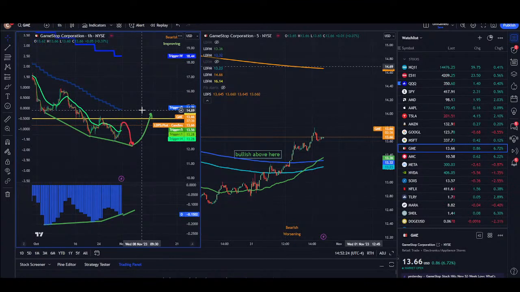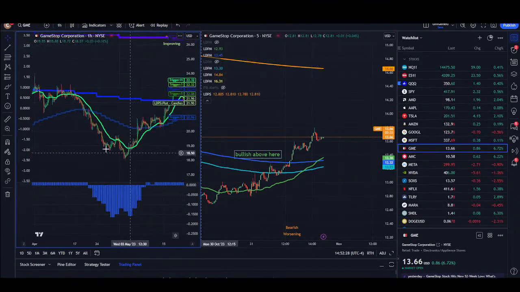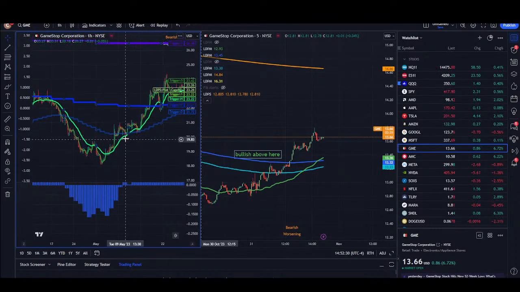I would expect it first to rocket higher to the daily trigger, very similar to exactly what we saw here. Rocket higher to the daily trigger, get the bullish trigger cross, and then fill that air pocket up to the weekly trigger. So that's my thesis on GME.